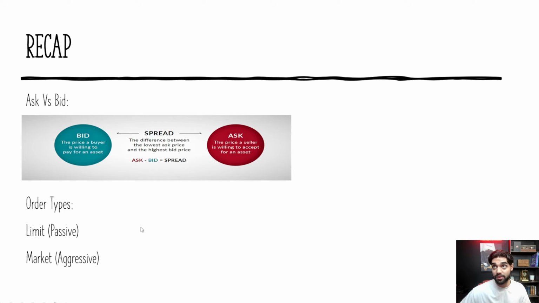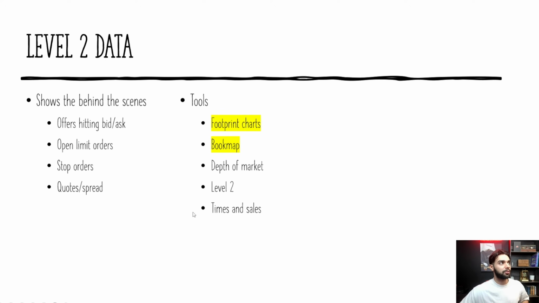Limit orders are all the passive ones sitting in the market. Those are two important order types you need to know. Level 2 data here is pretty important. It shows the behind the scenes. It shows the offers hitting the bid and the ask. It shows the open limit orders, the stop orders, the quotes, the spread. It shows you everything that has to do with what's actually moving the market.